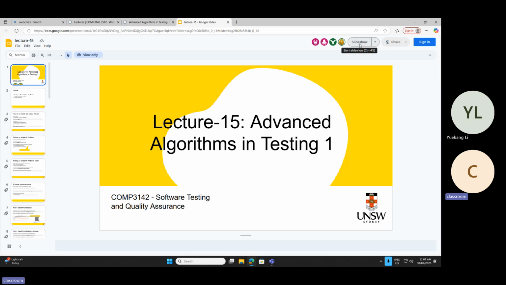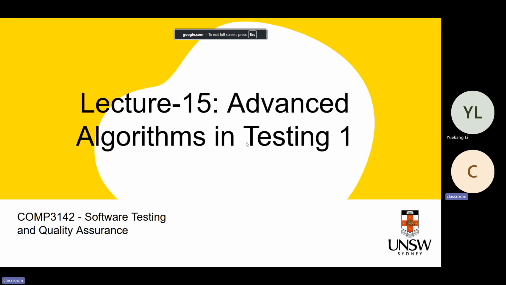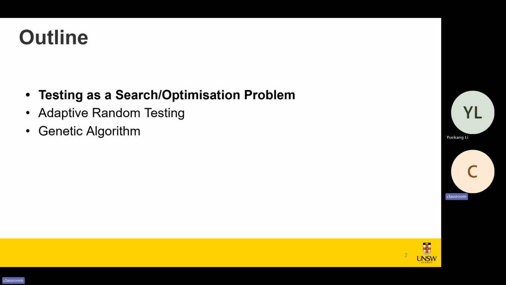Okay, let's continue to today's main content. Today we are going to learn some advanced algorithms in testing, and this is today's outline. Before we actually learn these algorithms, let's try to formulate testing as a search or optimization problem. Because we can formulate testing as some kind of problem, then we can apply some algorithms for solving that type of problem, right? This is what we are going to learn today.